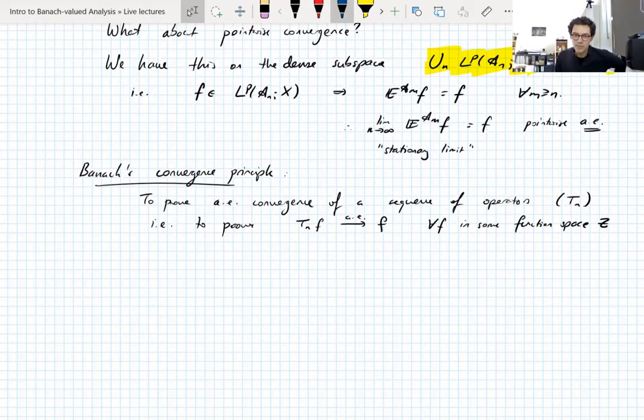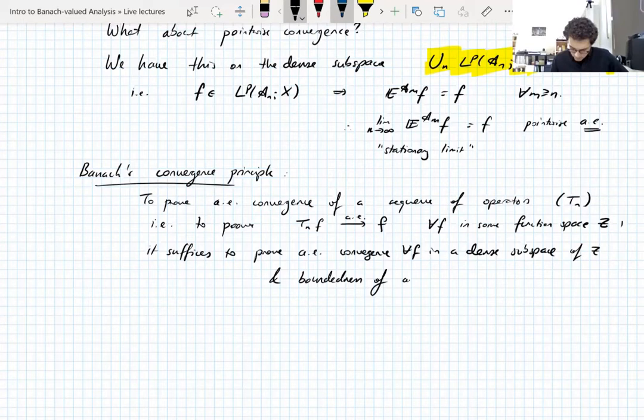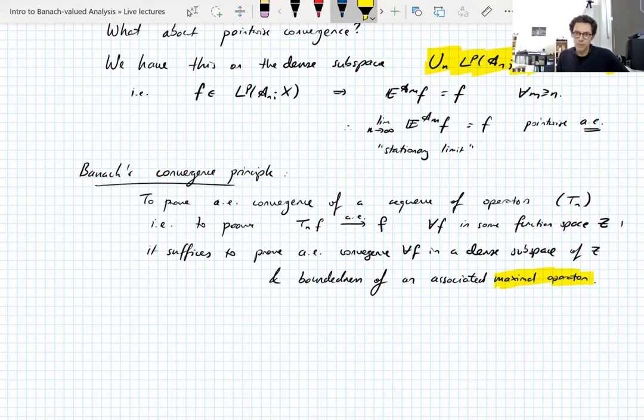If you want to prove an almost everywhere convergence theorem for some sequence of operators, it suffices to prove the almost everywhere convergence for all f in a dense subspace of Z, and also to prove boundedness of an associated maximal operator. So we're going to need to define some sort of maximal operator for this situation and prove that it's bounded. And this is going to be the Doob maximal operator, if you know the Doob maximal operator.